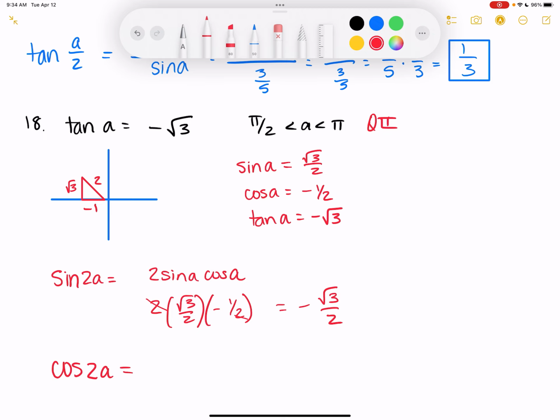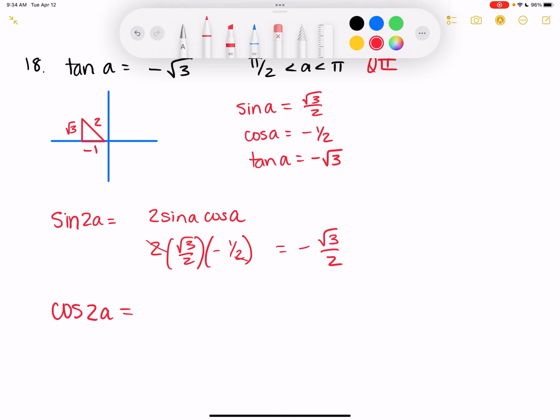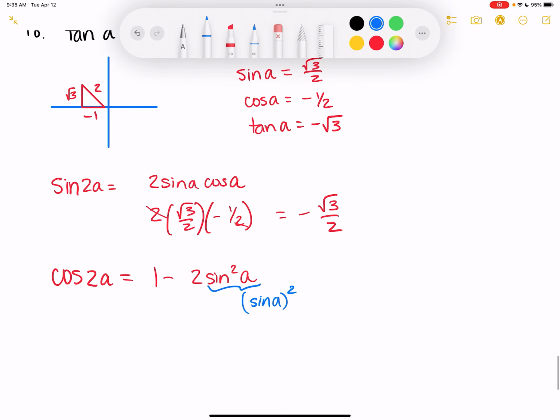Cosine of 2A. Let's do 1 minus 2 sine squared A. Remember, when I have something like sine squared of A, I can think of it as the sine of A, squared. So that's how I'm going to write the value when I plug it in. So 1 minus 2 times sine of A, which is root 3 over 2, and that whole thing's getting squared.